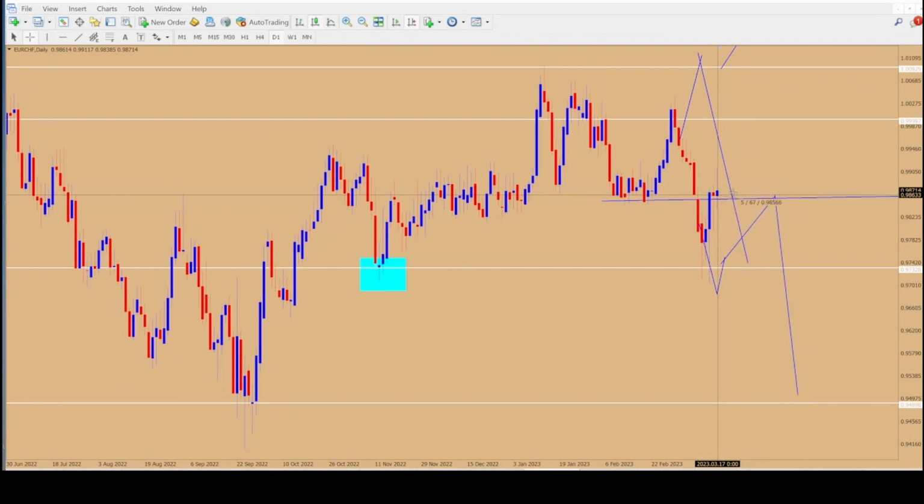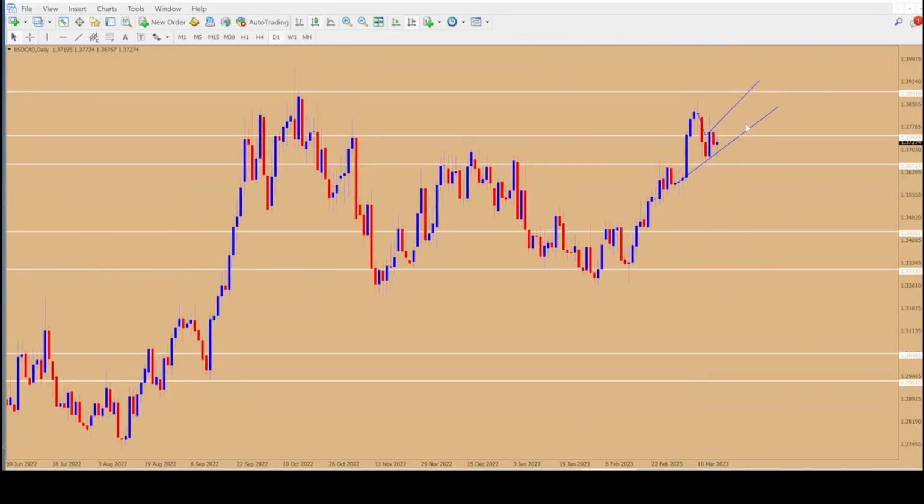Or if we see a bullish close above, we might see as high as 0.9999, right? And finally, we might see 1.0092 as well. So, bullish or bearish, we're ready to trade whichever opportunity we see. So now for USDCAD, what's happening to the USDCAD?